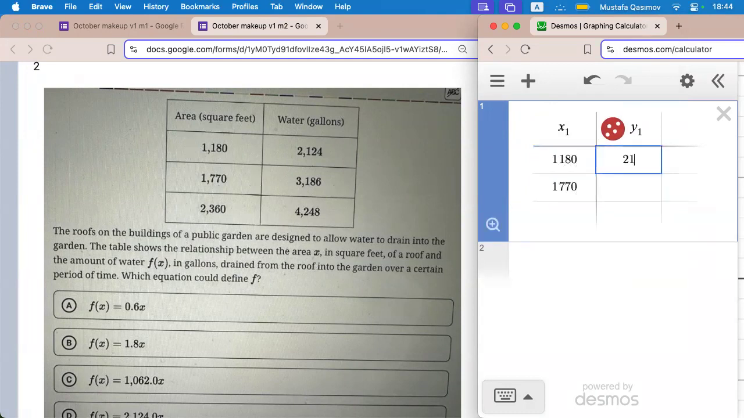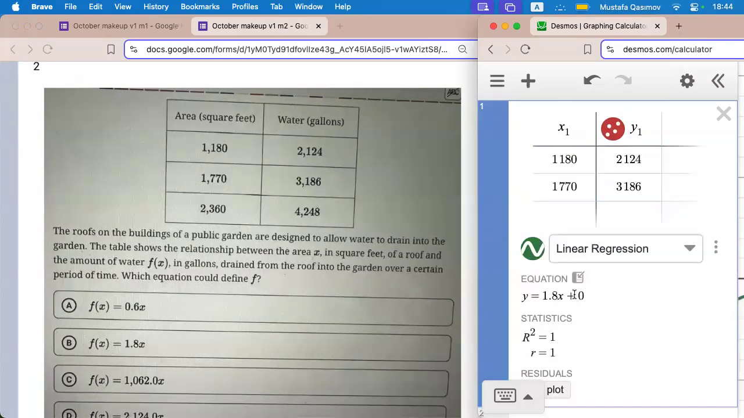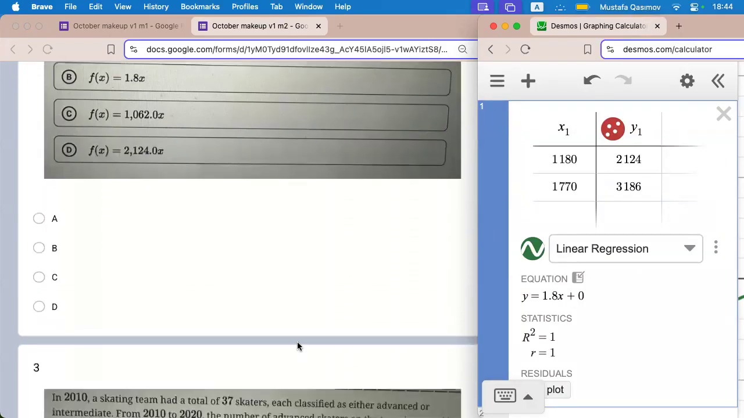Then let's write 24 here and 31, 86 here. Then let's press this one. We will get 1.8x. Yeah, so it is B.